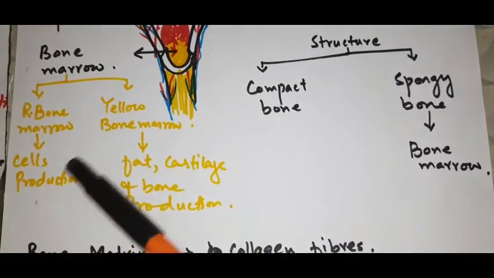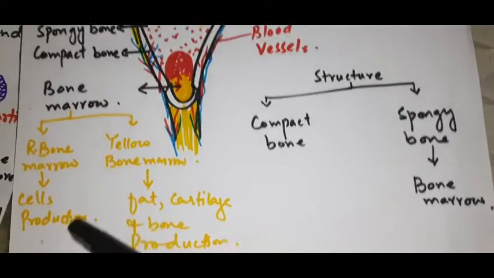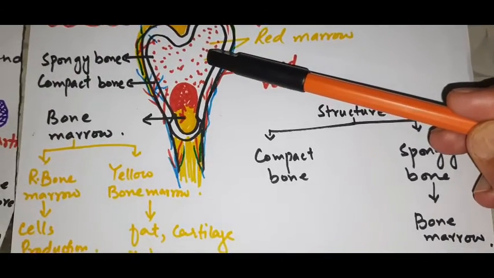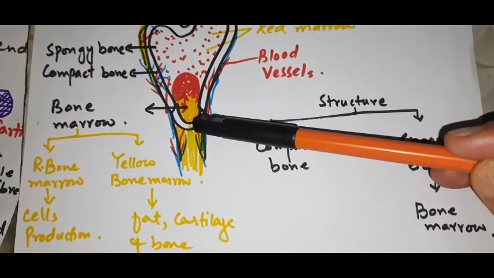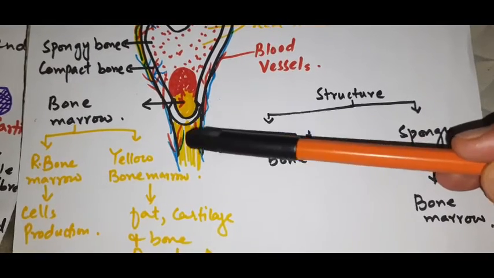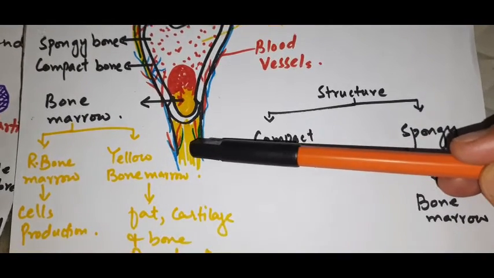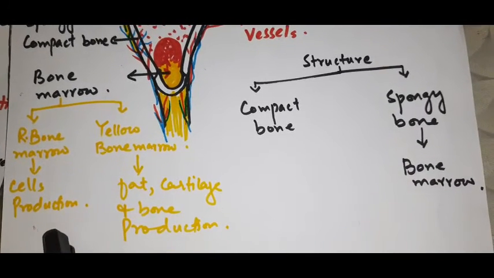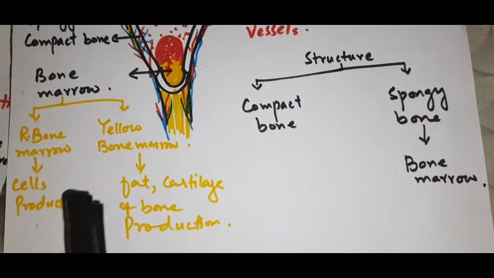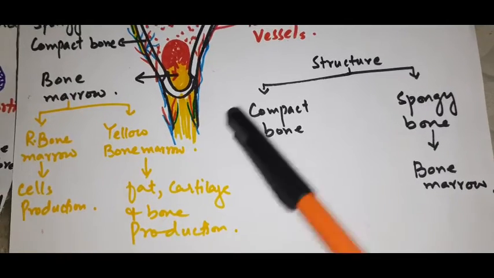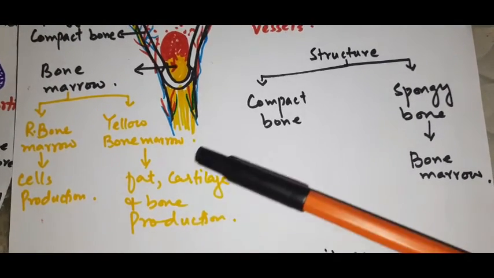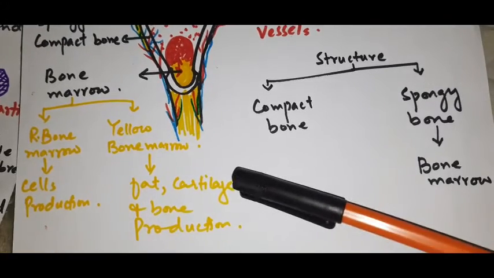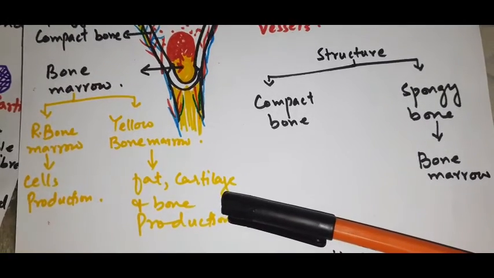Here I have shown the red bone marrow which is present in the spongy part of the bone, and there is also another type of bone marrow which is known as yellow bone marrow. So you have to keep this in mind. Red bone marrow plays an important role in cell production like RBCs, white blood cells and platelets, while the yellow bone marrow helps to form fat, and helps in cartilage and bone production, right?